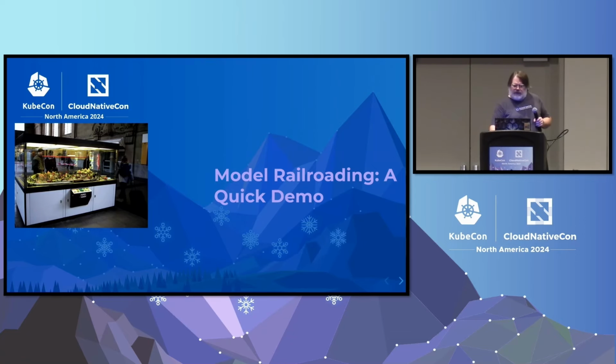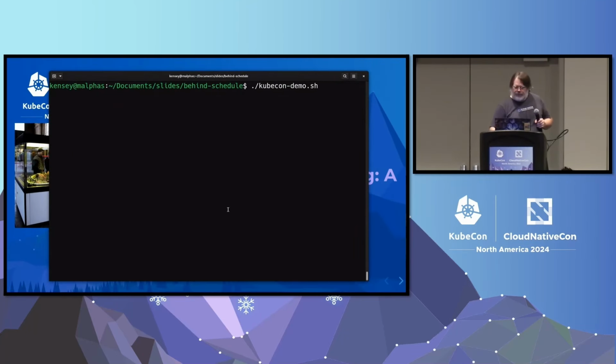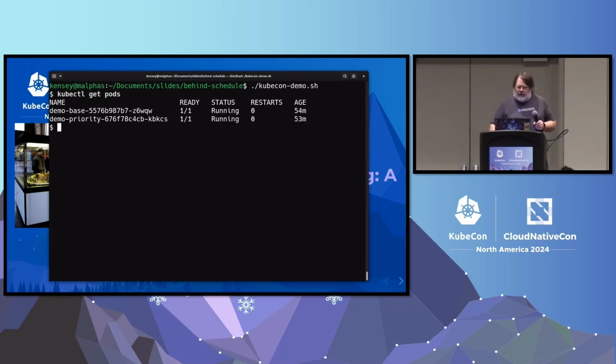Oh, let's see, model railroading. Let's do a real quick demo here. This, by the way, is being run by Demo Magic for anybody who needs a nice little demo script thing. It's great because it's not replaying a recording, it's actually doing it live. So everything I'm doing right now is being done on my live cluster. Okay, actually, let me do one thing before that. This is how you know it's not faked.